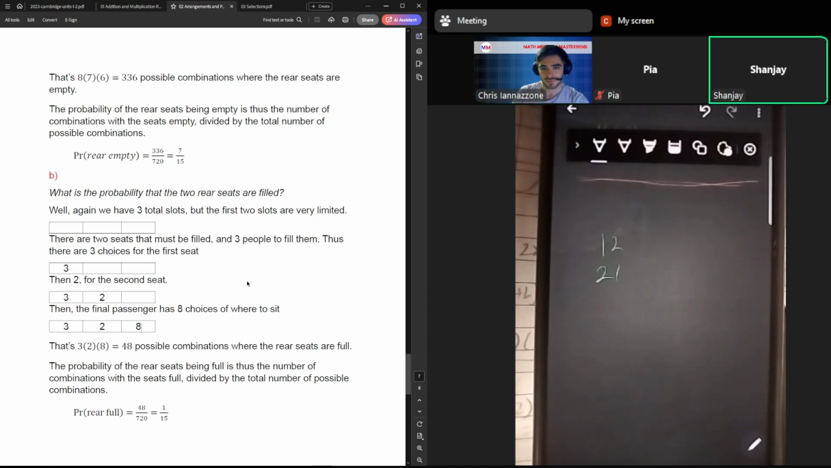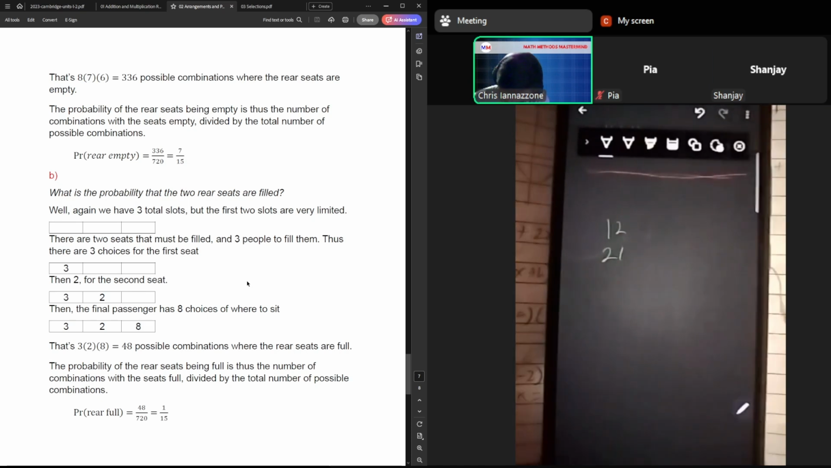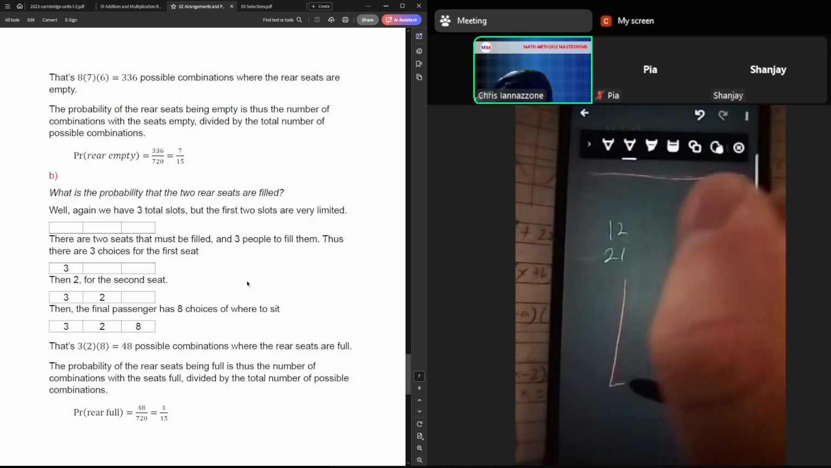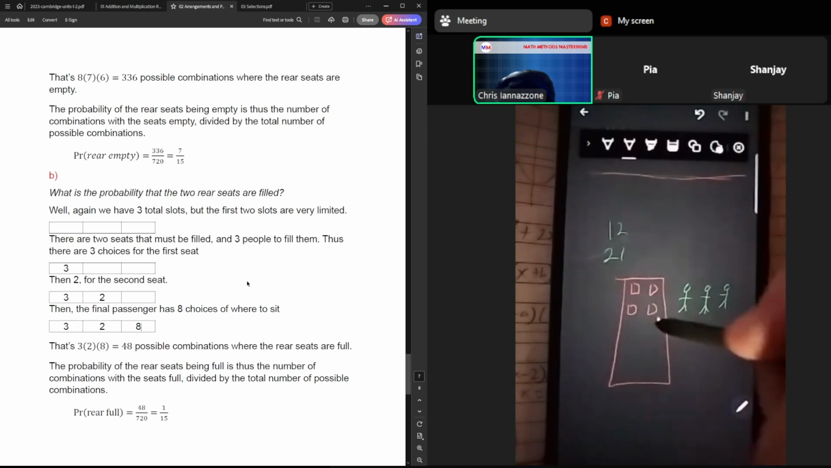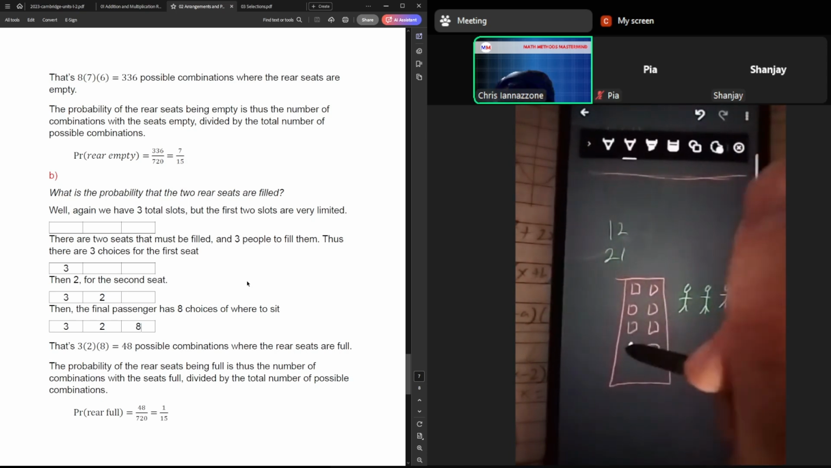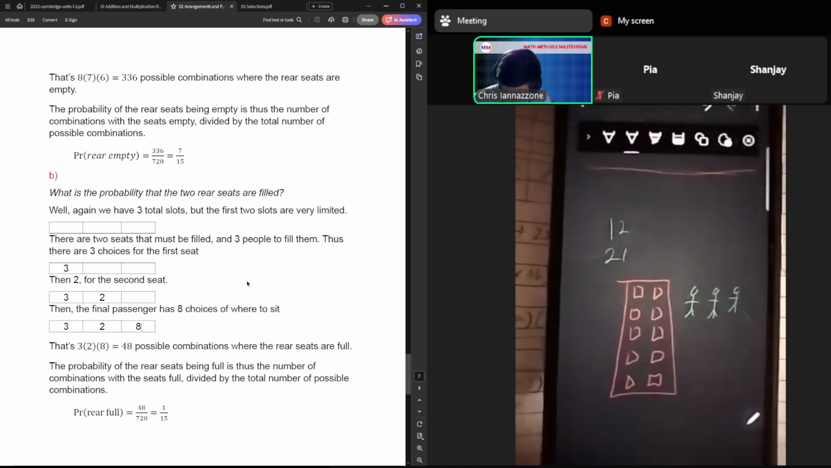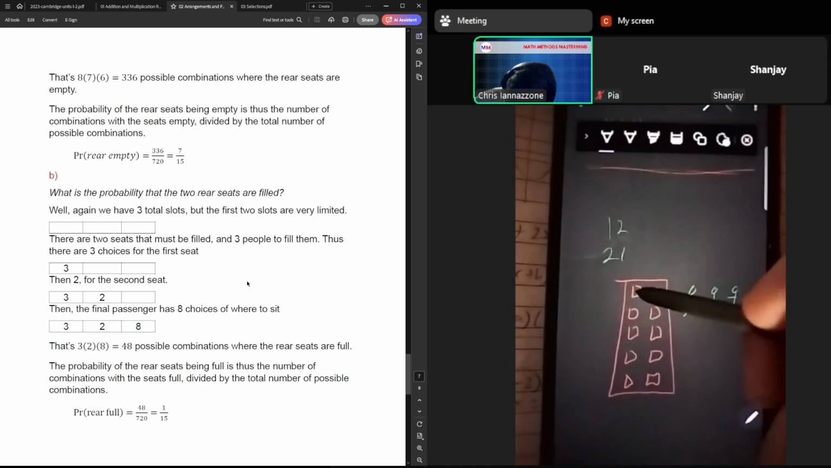I still don't really understand. I'm sorry. Okay, no, that's fine. Let's see if we can get a diagram going. So 3 people, 1, 2, 3. We've got our plane. 1, 2, 3, 4, 5, 6, 7, 8, 9, 10. All right, 3 people and 10 possibilities for where they could go. Now, I need to guarantee these get filled, no matter what, and then the last guy can go wherever he wants.